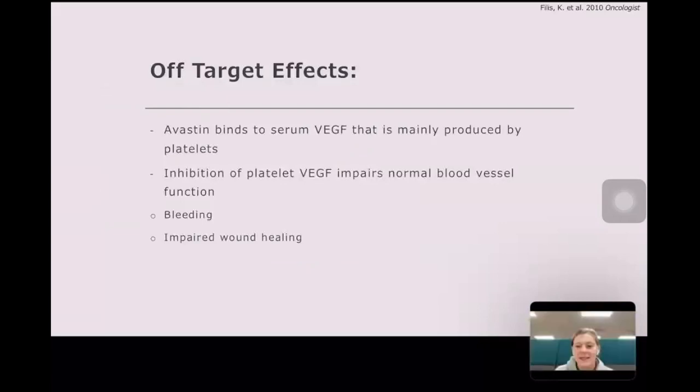All right, so just as Adrian had mentioned, there are some specific side effects associated with Avastin, and that is because Avastin binds to serum VEGF, that is mainly produced by platelets. This inhibition of platelet VEGF impairs normal blood vessel function, which is why it causes bleeding and impaired wound healing. And while this is a targeted therapy that preferentially targets cancerous cells, the off-target effects would narrow the therapeutic index slightly.